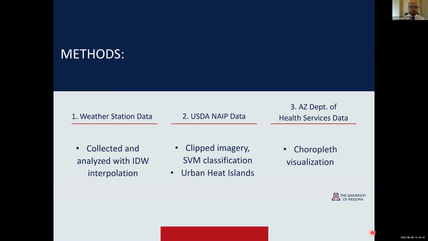So first I collected weather station data and analyzed it using an IDW, or inverse distance weighted, method of interpolation. I'll show you that here in a minute. Next, from the USDA, I got that NAIP ortho image that I showed you, and I clipped the imagery to the county boundaries and used a supervised classification using support vector machines, or an SVM method. And I basically used this to show areas that would be prone to developing urban heat islands, and I'll explain what those are as well.